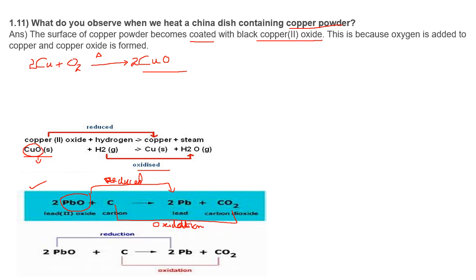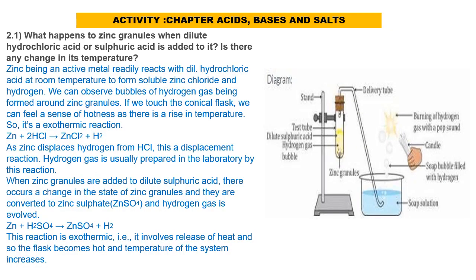So here also oxidation and reduction reaction are taking place simultaneously, and we call these types of reaction redox reaction. Coming to the next activity, what happened to zinc granules when diluted hydrochloric acid or sulfuric acid is added to it? Is there any change in its temperature?